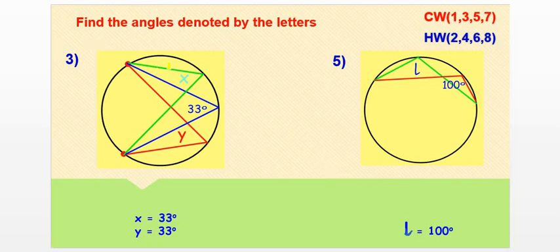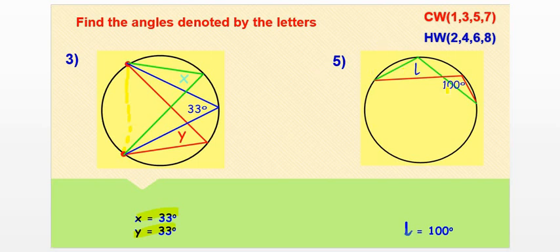All these three angles are in the same segment of the circle. That's why their values will be exactly the same. They will be equal to each other. So x will be equal to 33 and y will also be 33.